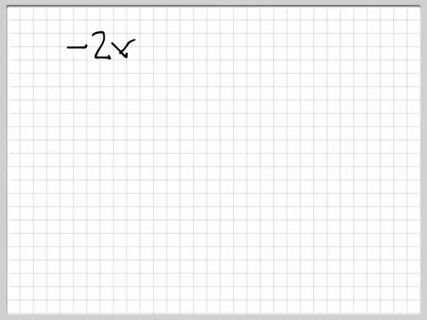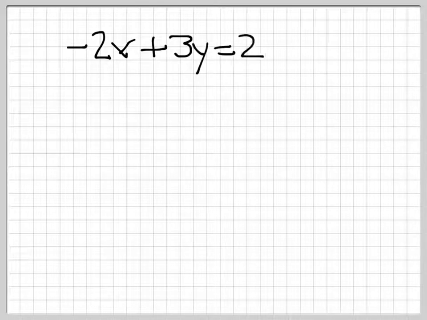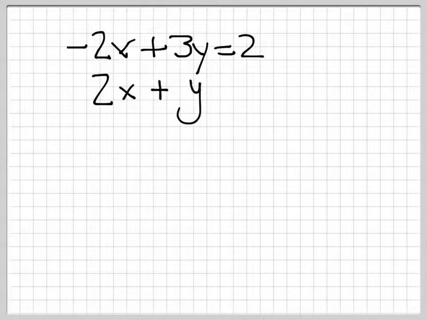Negative 2x plus 3y equals 2, and 2x plus y equals 2.